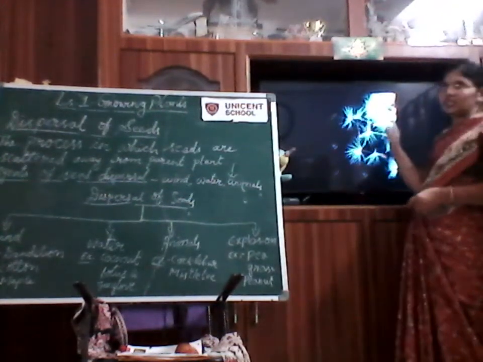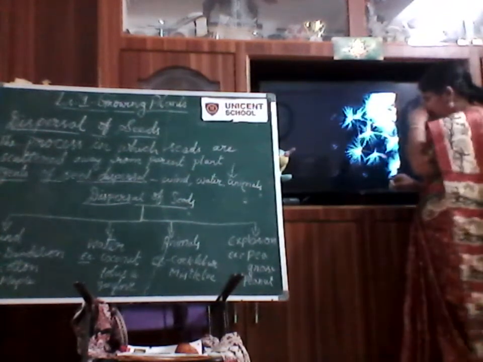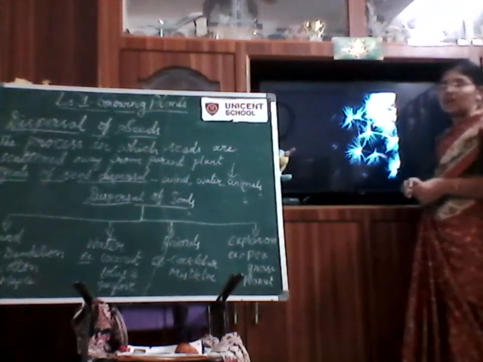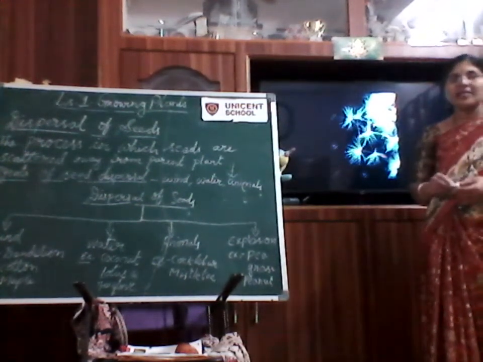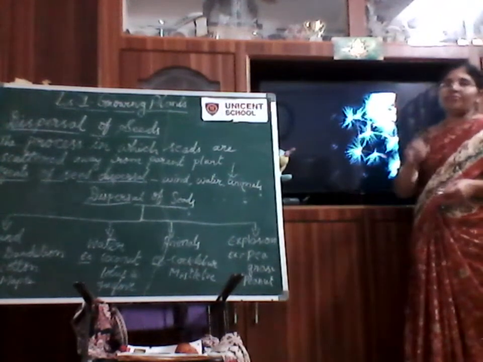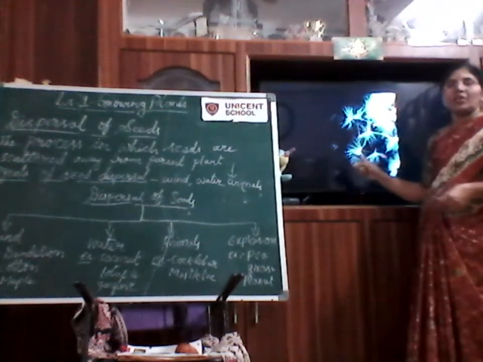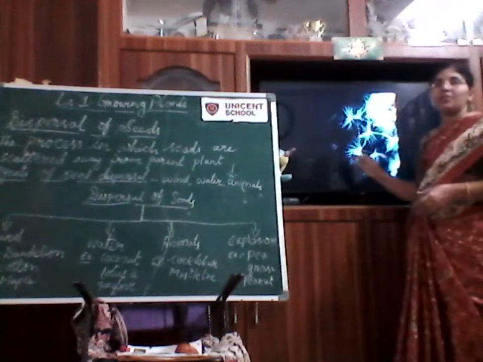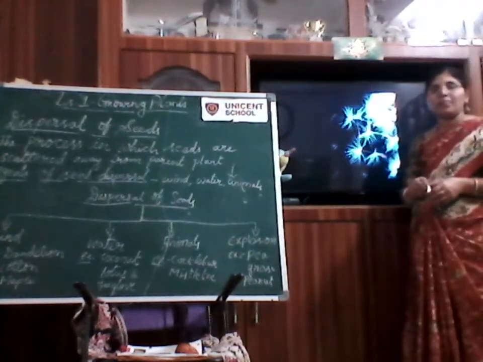If you see on the screen, this is an example of a dandelion. Dandelions are plants whose seeds are dispersed by wind. Those seeds are light in weight, and second thing, they are feathery, and also hair will be present on the outer surface of these seeds, which helps in floating from one place to another with the help of wind.